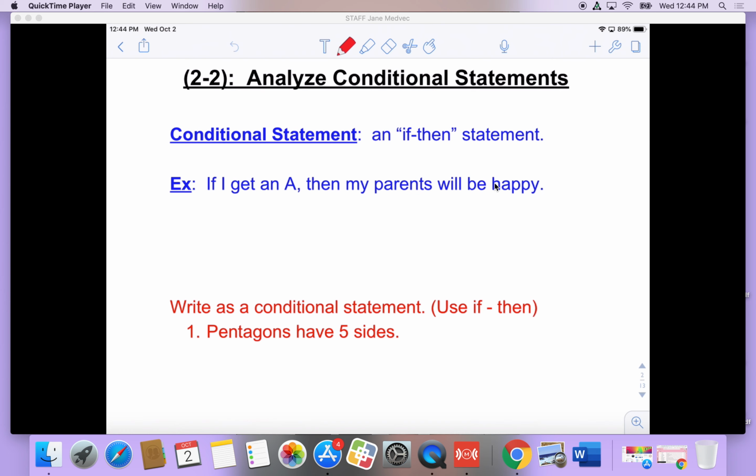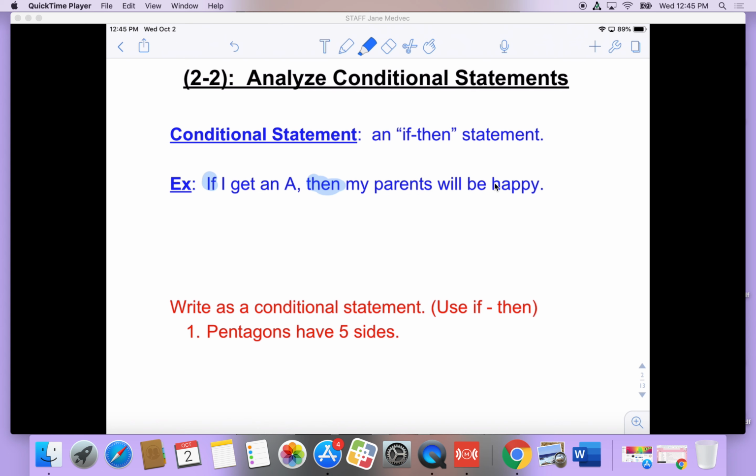Okay? So first of all, a conditional statement is an if-then statement. Okay? And you're going to notice that there's an if at the beginning and there's a then in the middle, and you can see it right there. You're going to see that on all conditional statements. Sometimes the conditional statements are given to you. Sometimes you have to make them. So it kind of depends on what they give you.